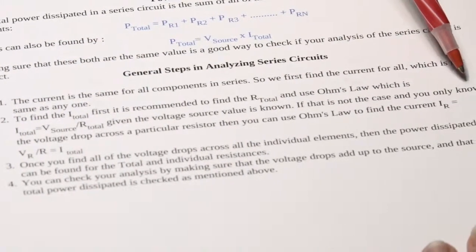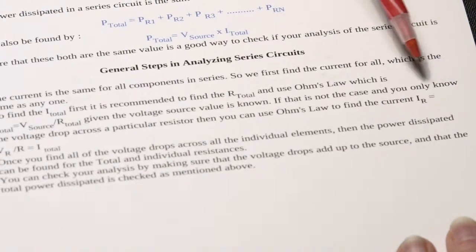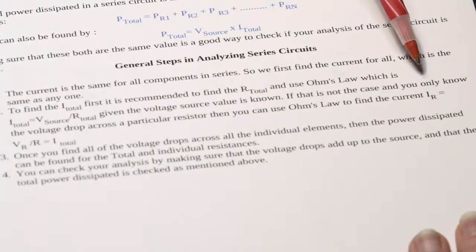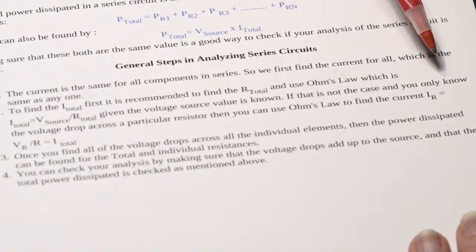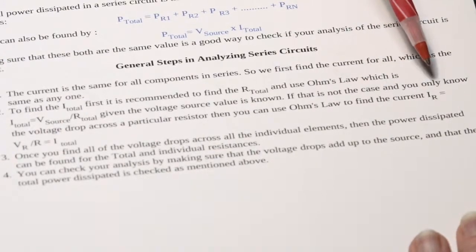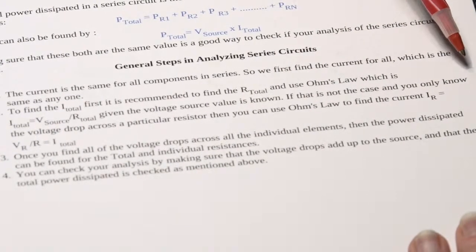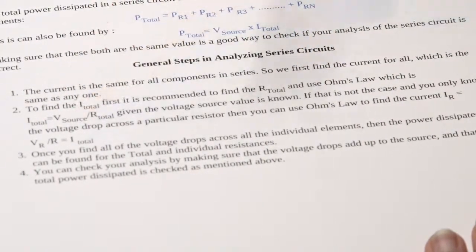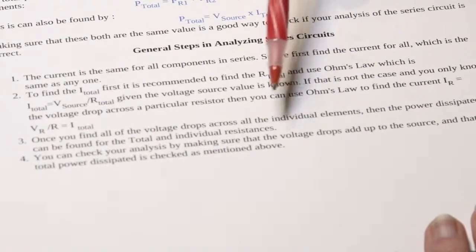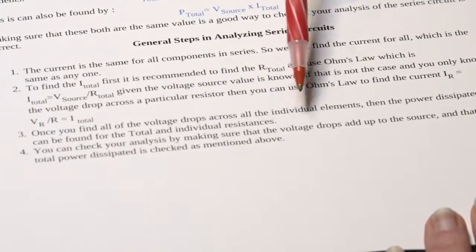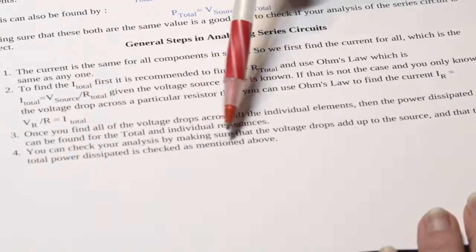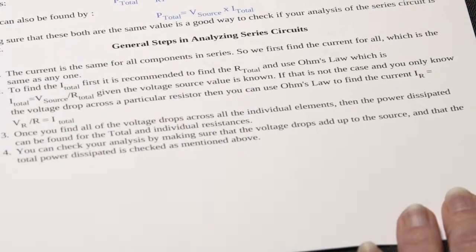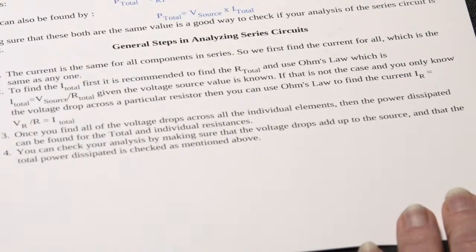Then after finding the current that is the same for all resistors in a series circuit, we simply find the voltage across each and every individual resistor by once again applying, you guessed it, Ohm's law. And once you find those voltage drops, you can then find the power dissipated in each element, add those up, and that should equal the total power dissipated. So let's do our first circuit.